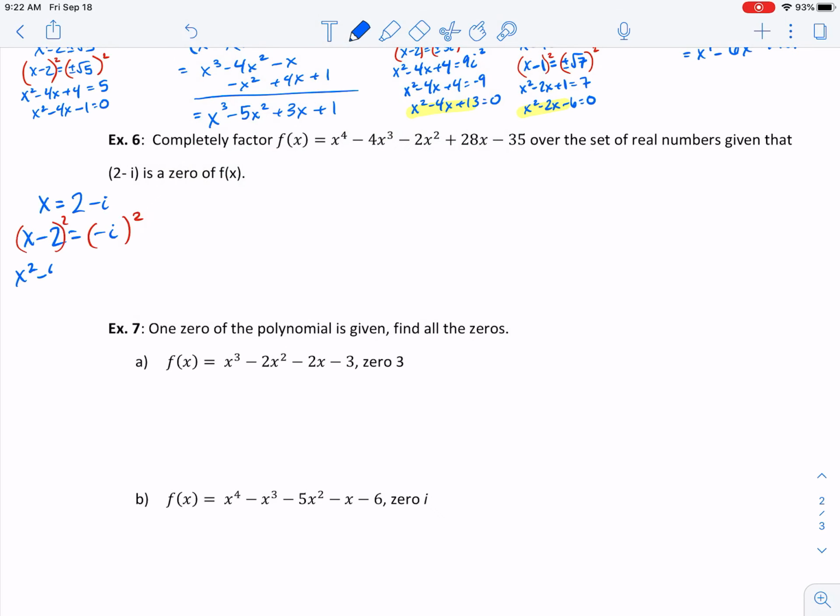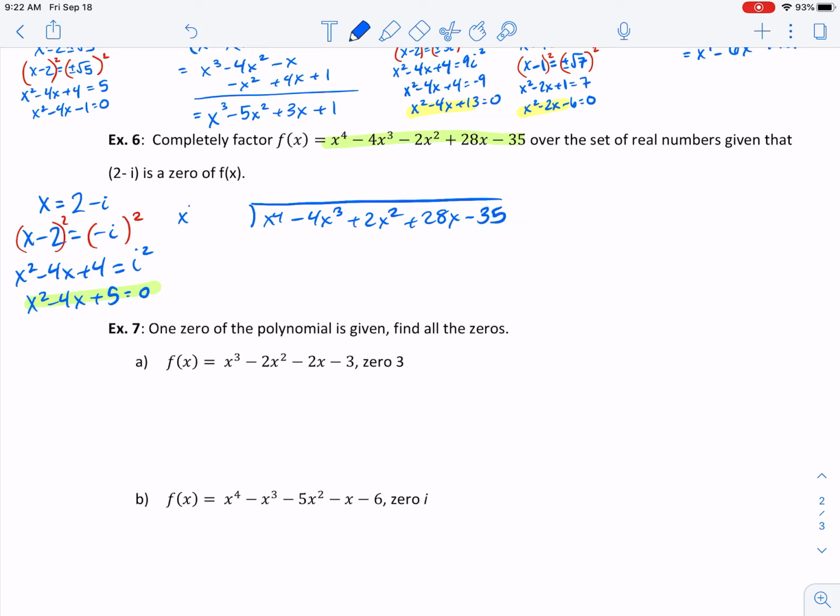Anyway, x squared minus 4x plus 4 is now equal to, that negative squared becomes a positive, the I squared becomes a negative 1. So then when I add it to the other side, I end up with x squared minus 4x plus 5 equals 0. Since I know that this is a factor of this, and it's quadratic, I'm going to have to use long division. So we're going to cruise along here and use long division.